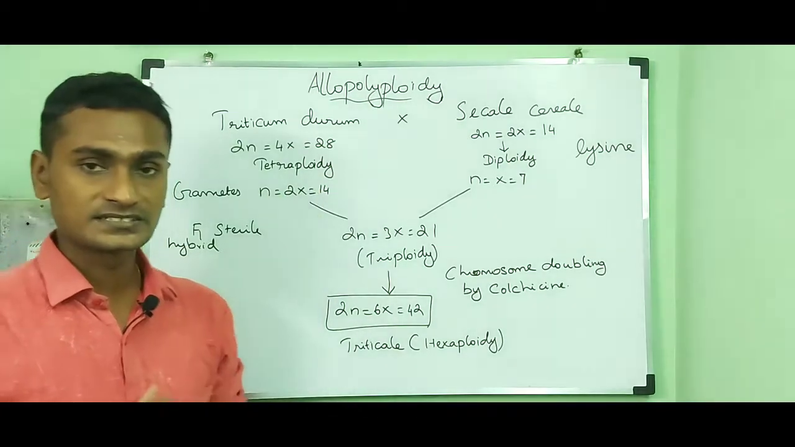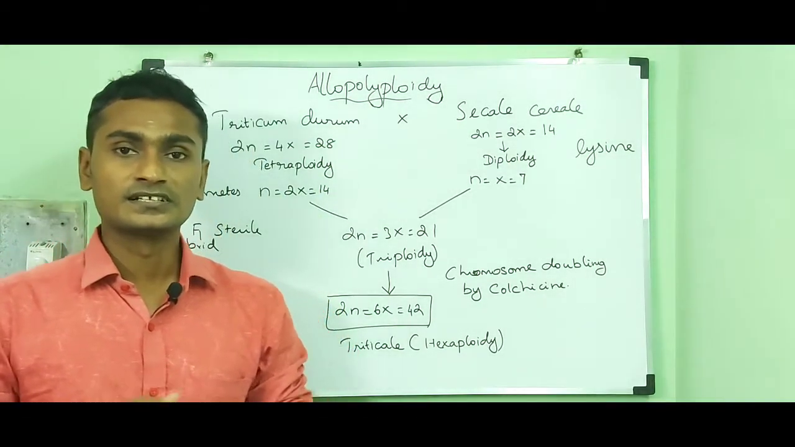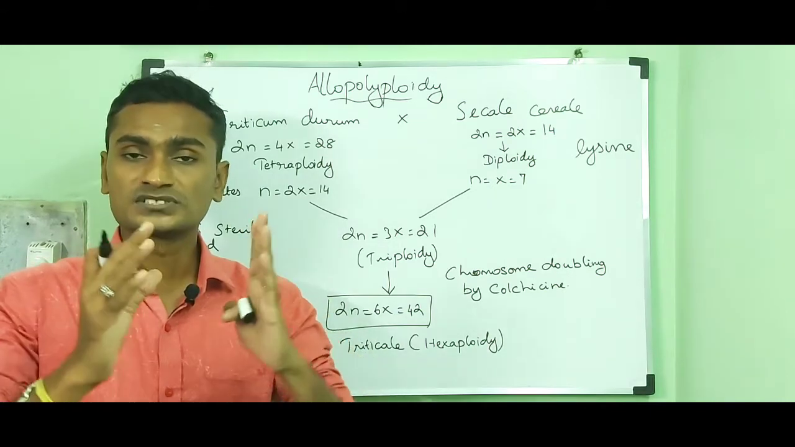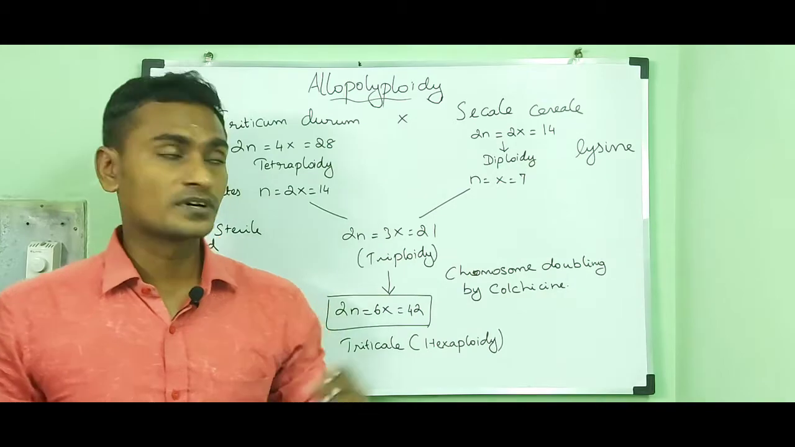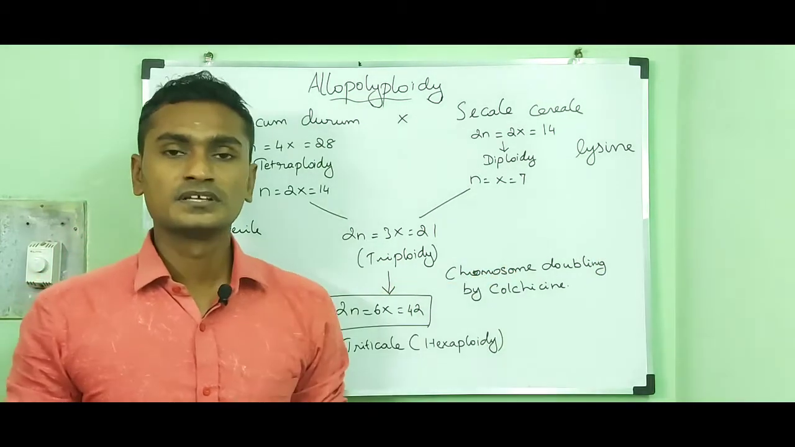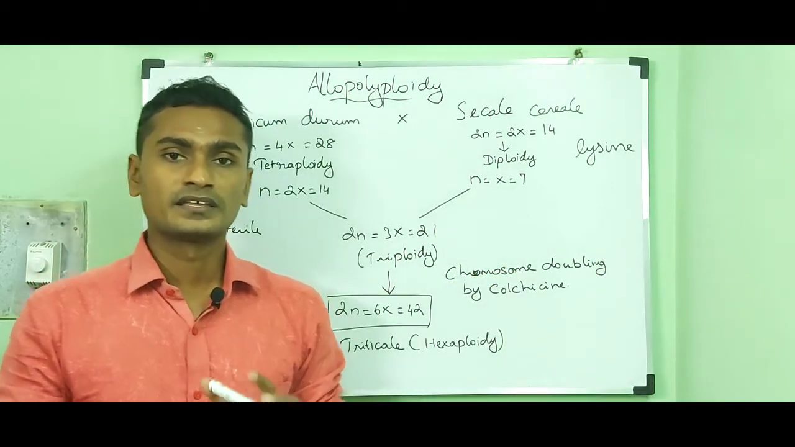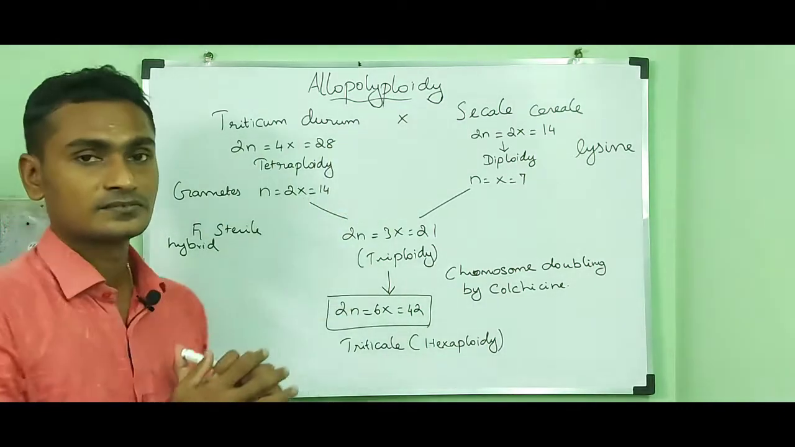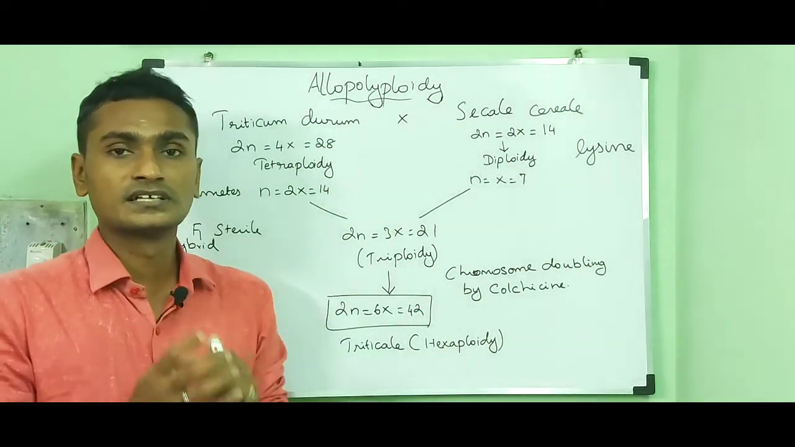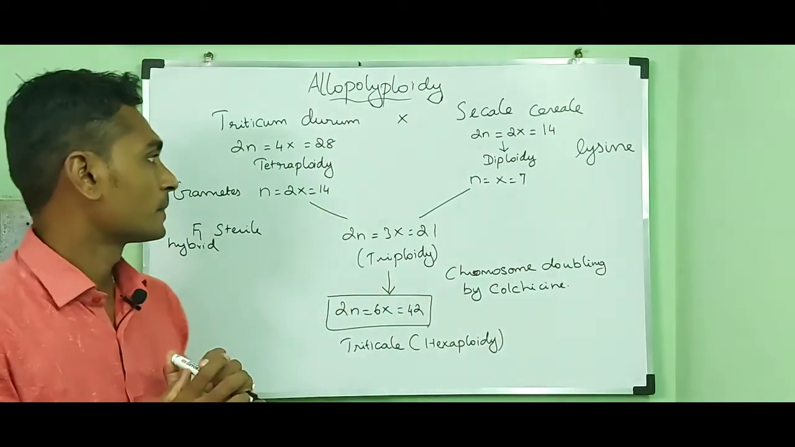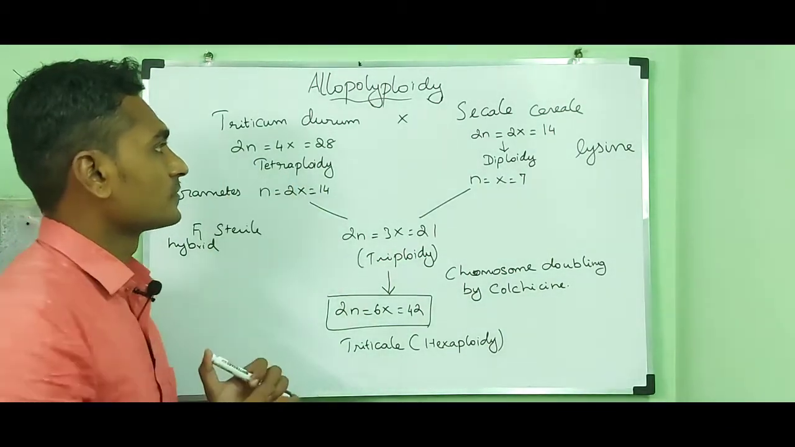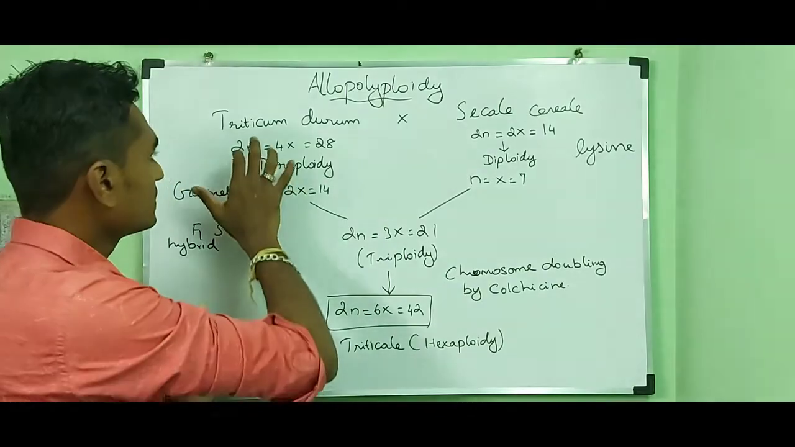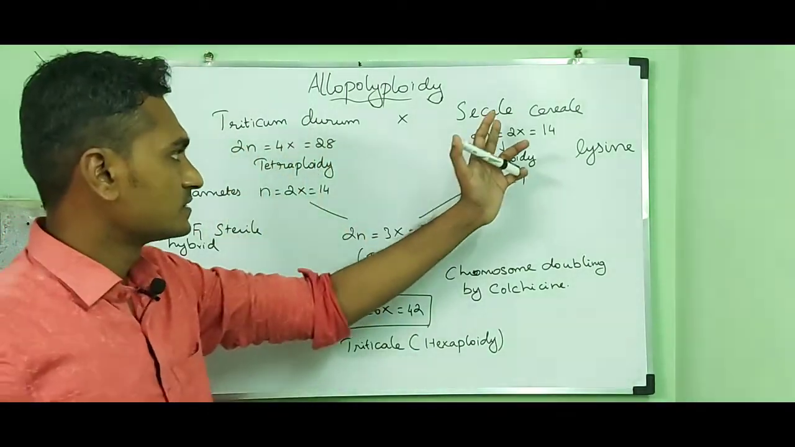Both these characters are present in triticale. So triticale possesses a high amount of protein and a high amount of the amino acid lysine. Now I am going to explain the cross, how triticale is formed. We are going to make a cross between Triticum durum and Secale cereale.